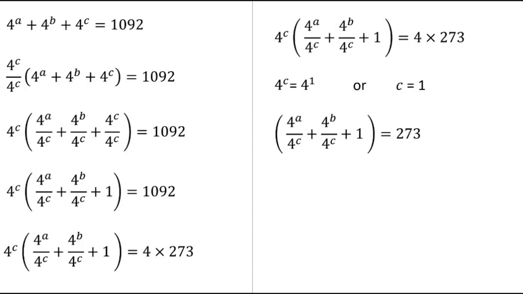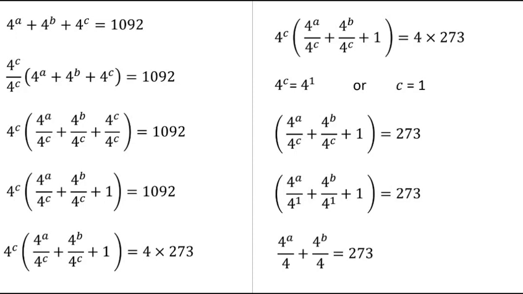Now put the value of c in this equation. We get 4^a divided by 4 plus 4^b divided by 4 is equal to 273 minus 1. So hence we get 4^a divided by 4 plus 4^b divided by 4 is equal to 272. Multiplying both sides by 4, we get 4^a plus 4^b is equal to 4 into 272.